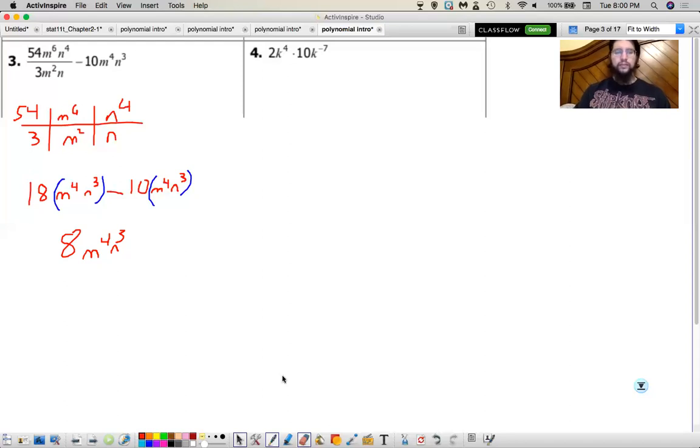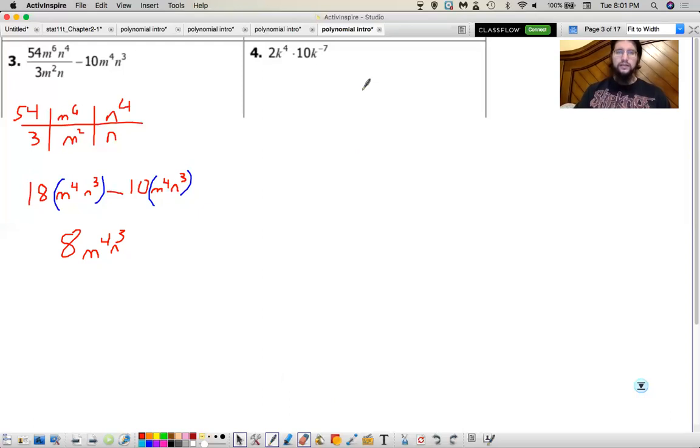So for example, if this were just n, it's m to the 4th n cubed and m to the 4th n. Those are not like terms. It's saying 18 dogs and I killed 10 of your cats. Can't do anything, so you just leave it alone. But since we do have like terms, we can combine them, and we must.